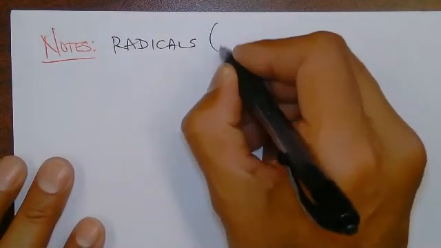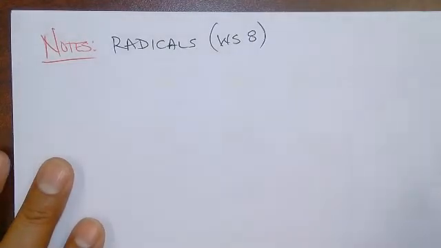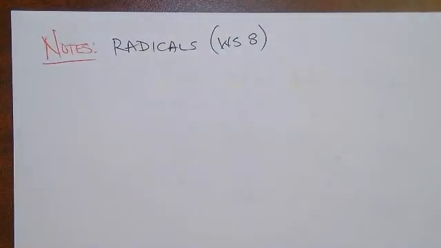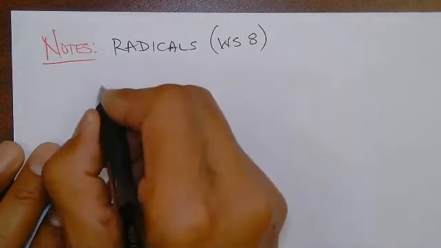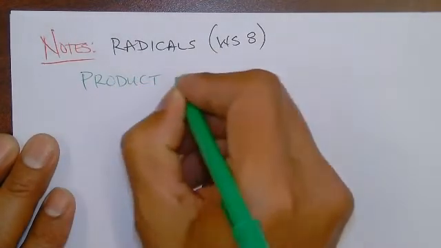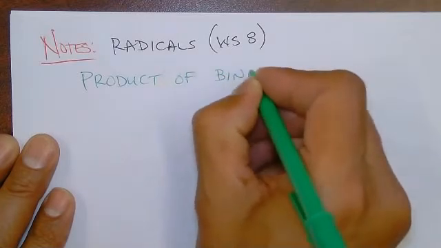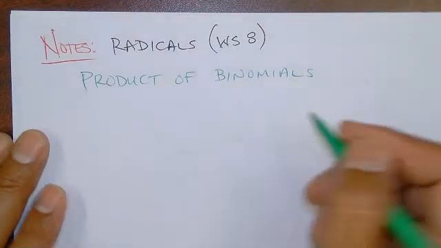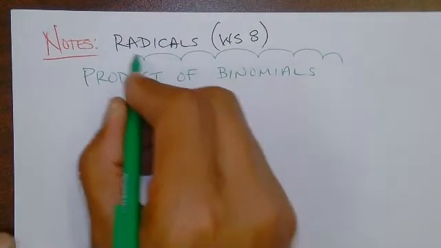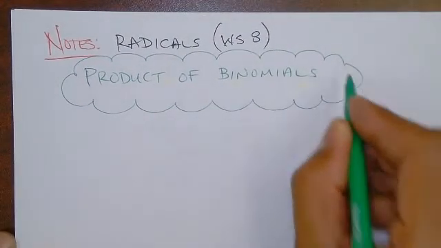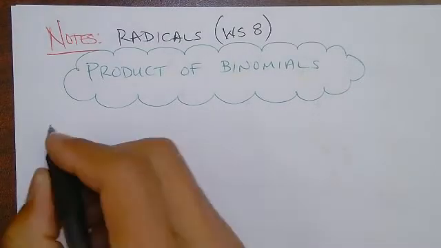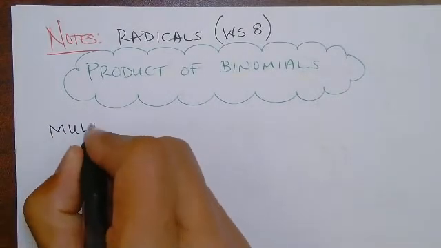Now, this one for worksheet 8 is product of binomials. Well, we learned this. We learned product of binomials, but back then when you learned this, it didn't have radicals. Well, now it does. So here it is, right? It's going to say multiply or find each product, right? Product means multiplication.